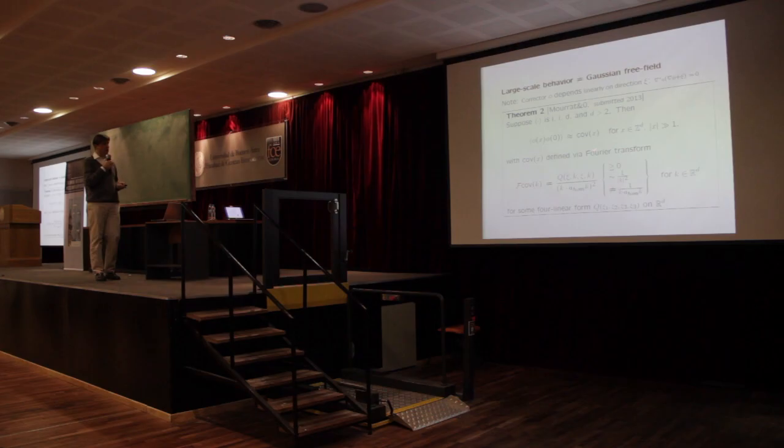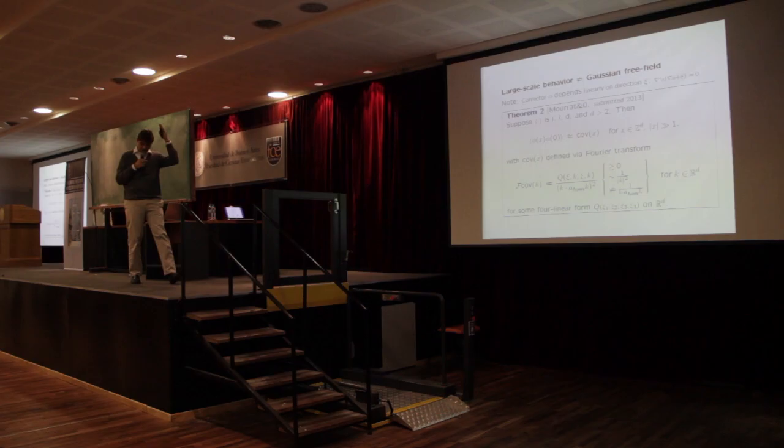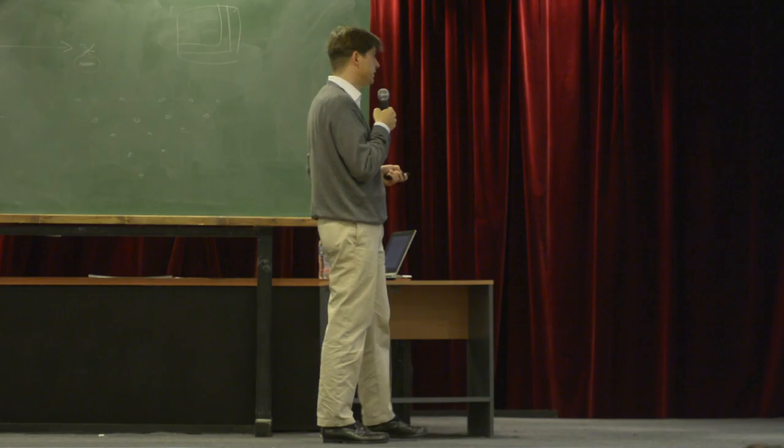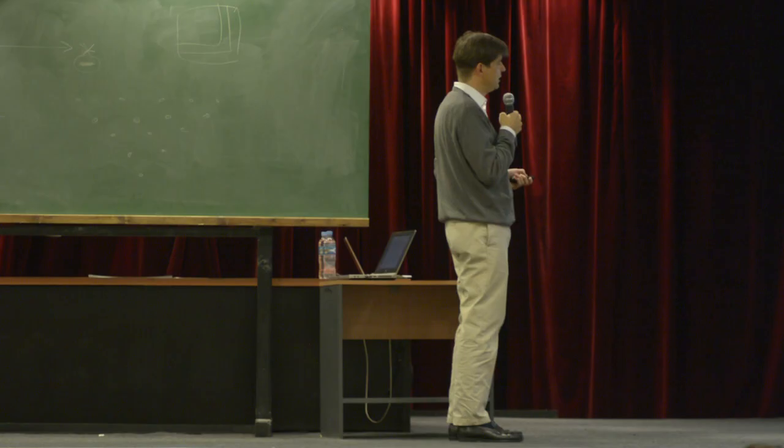That's not really surprising, because clearly this corrector is a little bit less universal, in the sense that it depends on this direction psi, which I fixed in space. So in a certain sense, the affine function, the direction in which I look, introduces an additional amount of anisotropy. And so we just looked at the simplest situation, where we have an IID ensemble and we're in dimension larger than two. And then we can characterize the large scale behavior of the covariance function.